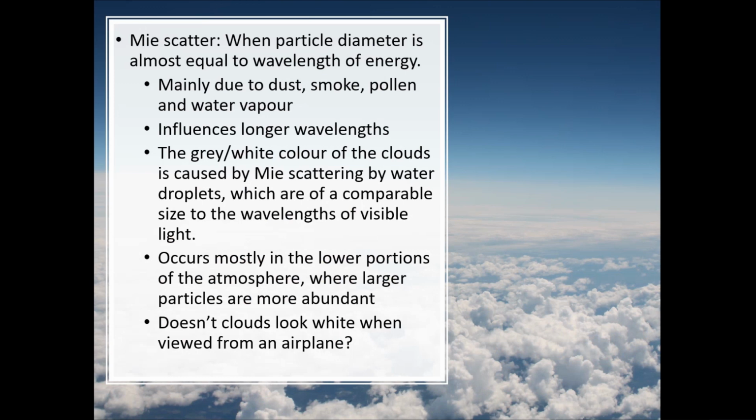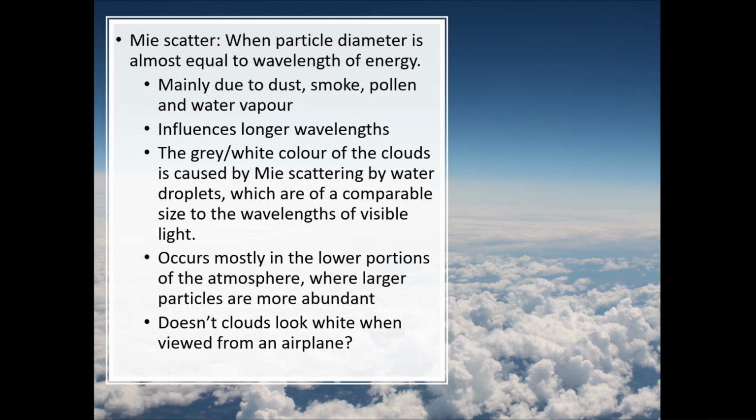All right. So the next type of scattering is called Mie scattering. Mie scattering is another type of scattering or diffusion of energy which happens when the particle diameter is almost equal to the wavelength of energy. Here the particles under consideration are things like dust, pollen, smoke, water vapor, etc. These generally cause Mie scattering. This tends to affect longer wavelengths than those affected by Rayleigh scattering. Rayleigh scattering affected the shorter wavelengths, but Mie scattering affects the longer wavelengths of the energy spectra.